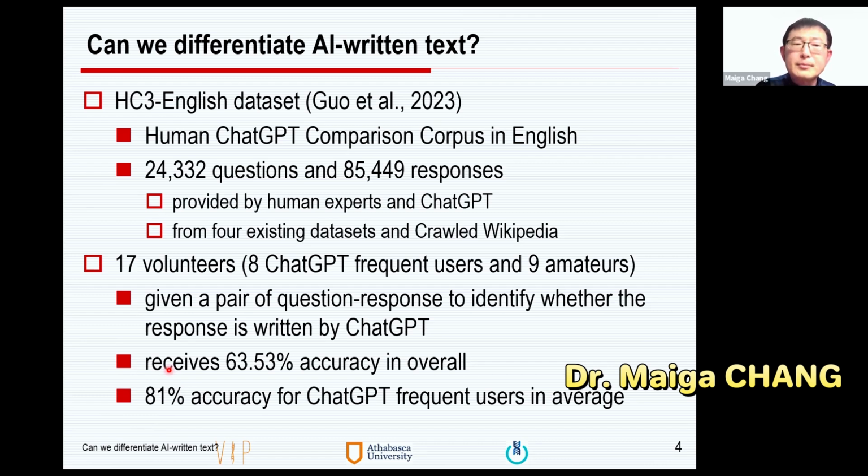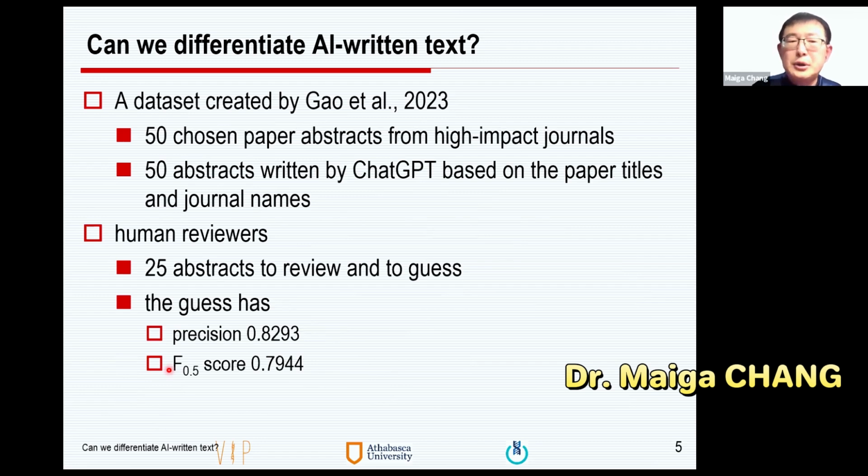The other data set, or the other research, is done by another group of authors, Gao. They chose 50 paper abstracts from high-impact journals. You know that we have high-impact journals like SCI and SSCI, and they randomly chose 50 papers and used their abstracts as the human-written data. And then they used the same paper title and the journal name, and asked ChatGPT to create 50 abstracts. So now you have 100 abstracts. Half of them are done by humans, half of them are done by ChatGPT. So they also invited human reviewers and asked them to review and guess.